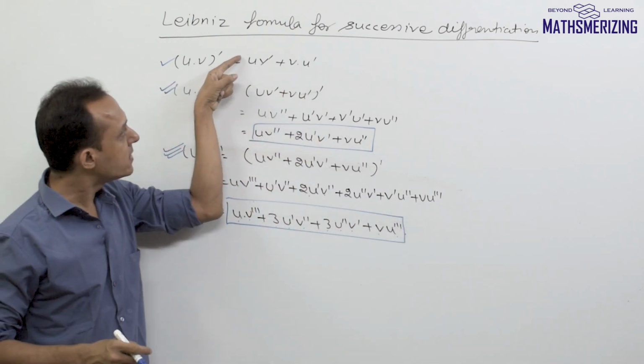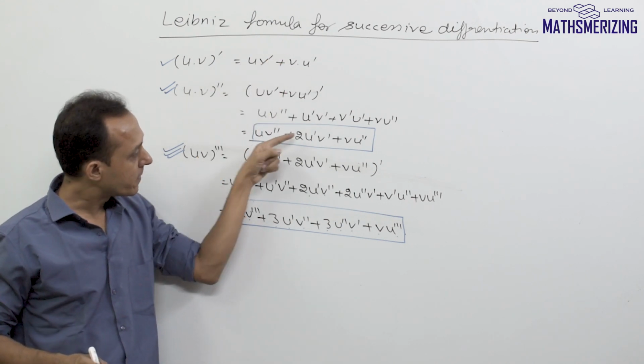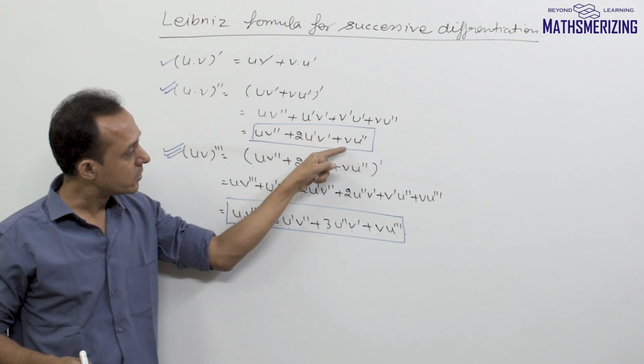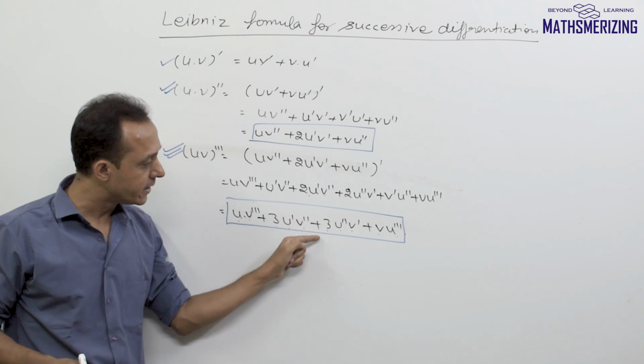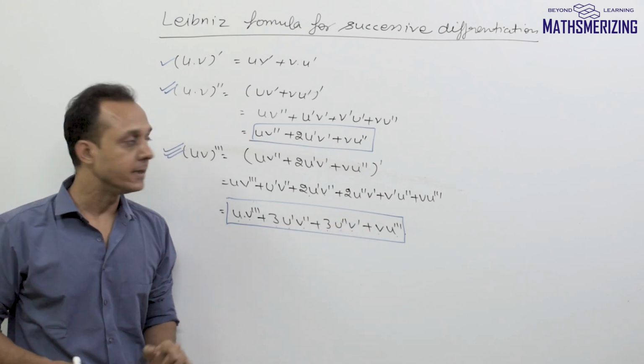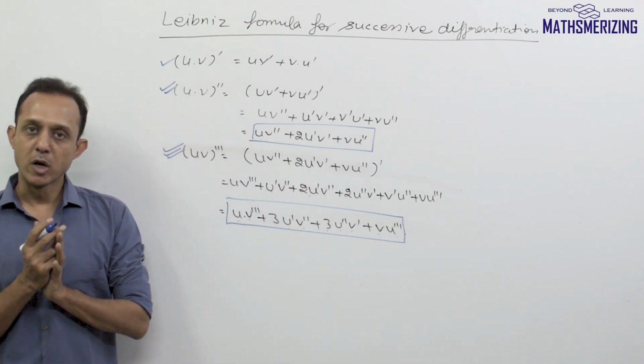So here it is 1c0 and 1c1. Both of them are 1, right? 2c0 is 1, 2c1 is 2, 2c2 is 1, 3c0, 3c1, 3c2, and then 3c3. So these coefficients that appear in the result are related to binomial coefficients.